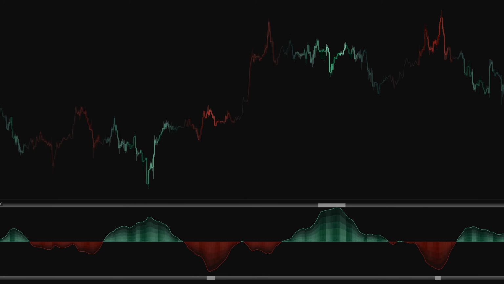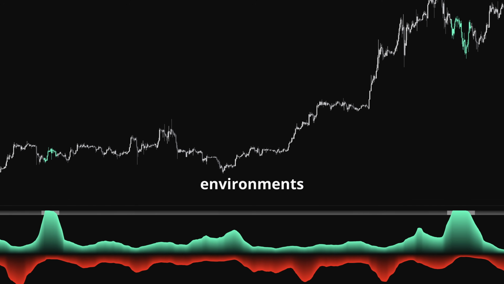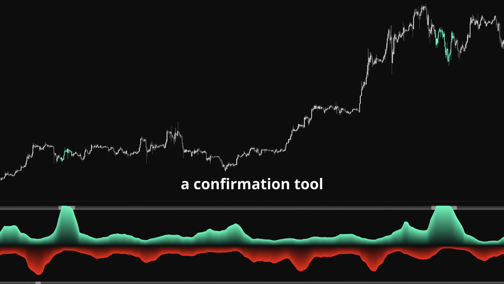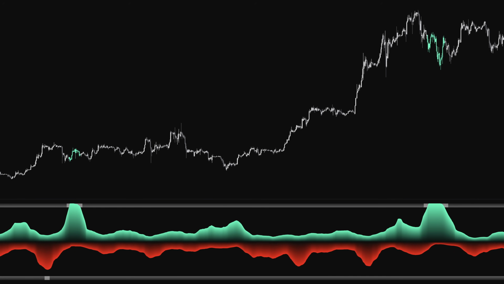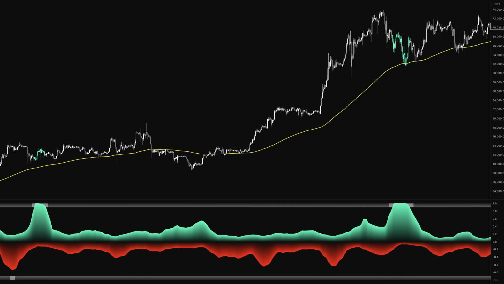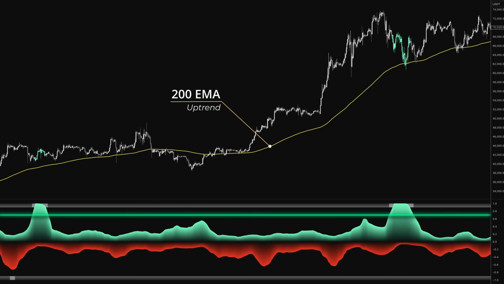Candle coloring reflects the current bias, turning green when smart money buying dominates and red when smart money is distributing. In actual trading environments, this works as a confirmation tool rather than a standalone system. Strategy options include using extreme readings as entry triggers when aligned with your primary trend system. For example, if your trend indicator shows bullish structure and the smart money index crosses above 0.7, that's strong confluence for a long entry.